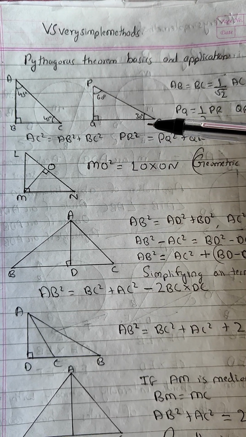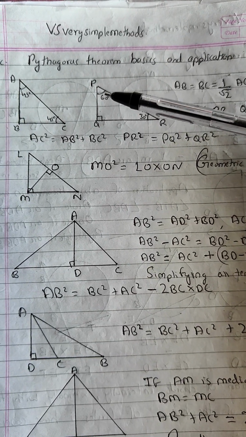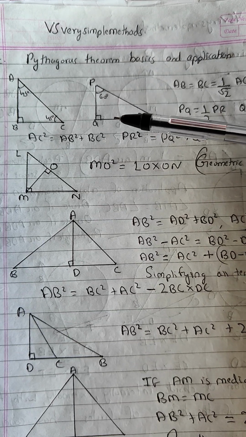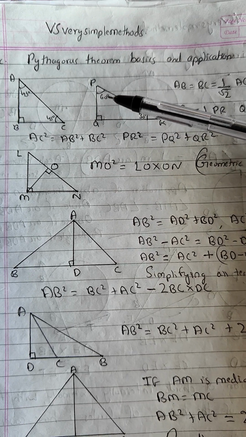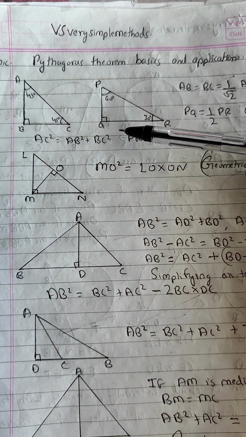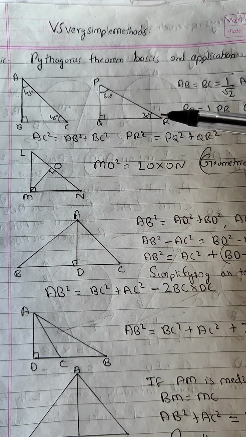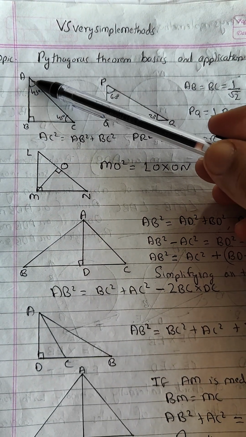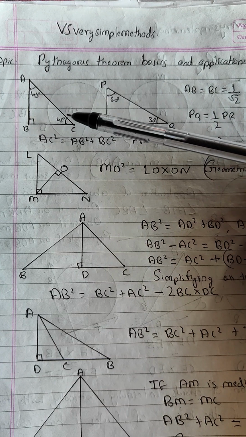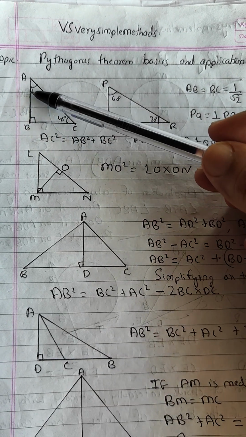The smaller the angle is, the smaller will be your side. The larger the angle is, the larger will be your side. So which is the largest side, whether you consider this one or this one? The largest side is always going to be the hypotenuse. In this case, the largest side is AC. AC will always be bigger in size compared to AB.